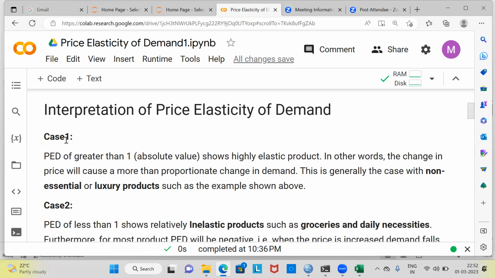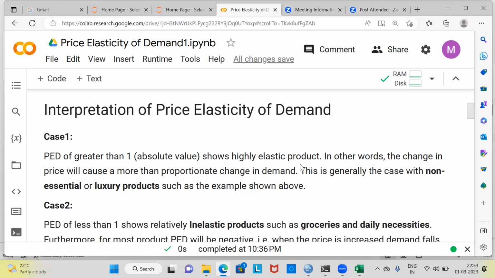Let's take the first example when the price elasticity of demand is greater than 1. What does this indicate? Remember, whenever the PED or the price elasticity of demand is greater than 1, it shows a highly elastic product. I repeat, whenever the PED is greater than 1, it shows a highly elastic product.